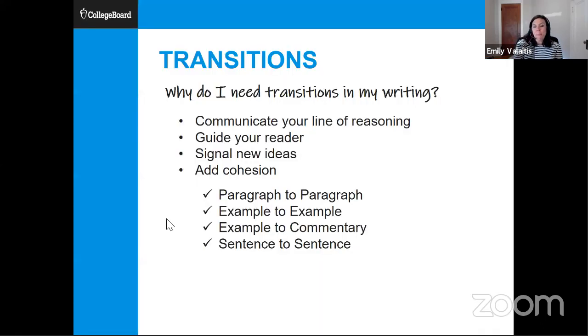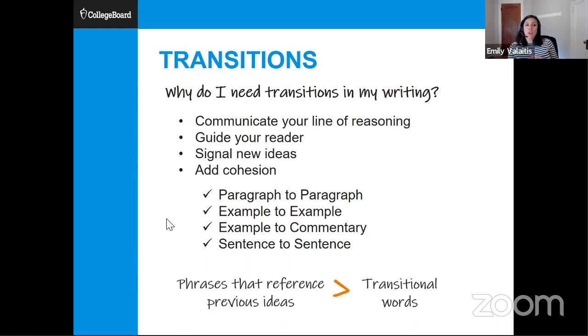So just a quick review. Transitions are important to your writing, primarily because of the effect that they will have on your reader, how they will help your reader to see when a new idea is being presented, to guide your reader through your line of reasoning. And then we talked about how transitions occur paragraph to paragraph, from one example to the next. You might even transition from an example into your commentary, and then at its most narrow level from one sentence to the next, which is the hardest to do. But ultimately, transition words are good, but try to shoot more for transitional phrases that reference previous ideas, even if just in like 2 or 3 words.